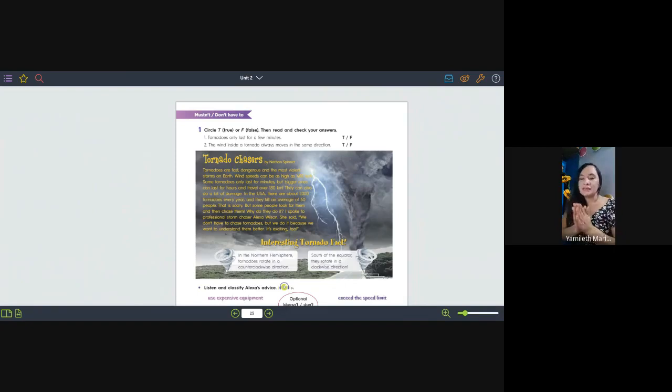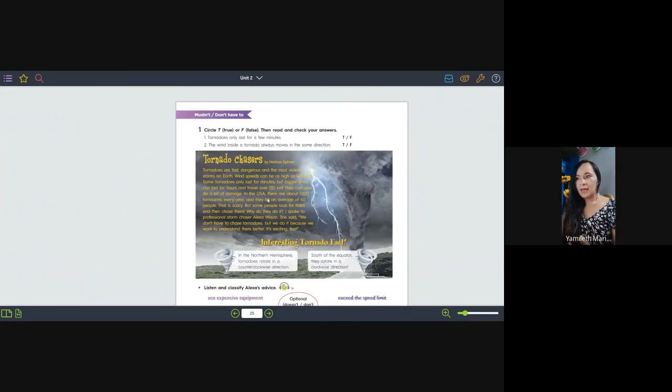Now we are going to read this important information about tornadoes. We are going to read together at the count of three. One, two, three. Tornado Chasers by Nathan Spiner. Tornadoes are fast, dangerous, and the most violent storms on Earth. Wind speeds can be as high as 480 kilometers per hour. Some tornadoes only last for minutes, but bigger ones can last for hours and travel over 130 kilometers. They can also do a lot of damage.